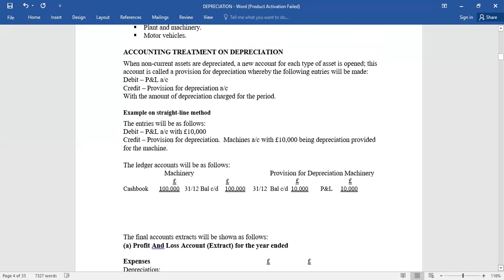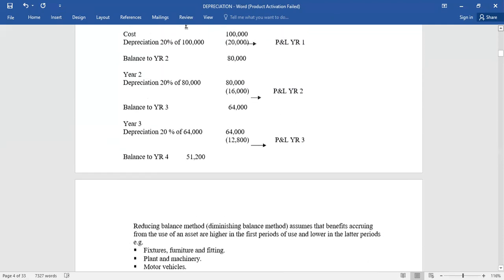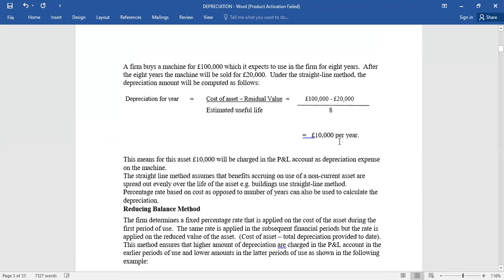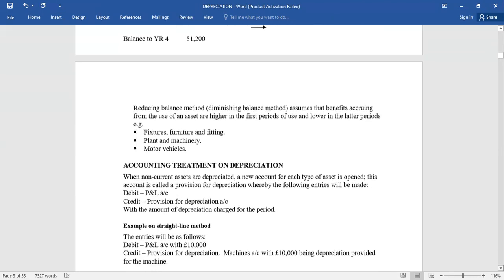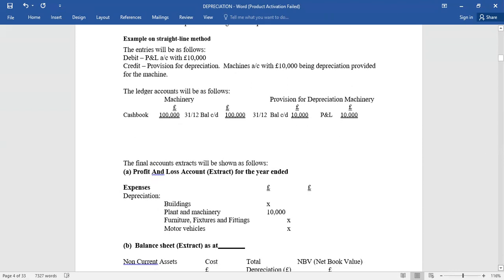And the entries will be, for example, in our latter case, where we've depreciated the machine using the straight line method, let's go back. Our depreciation for a year was 10,000. So we would expect that when we go to the entries, we are going to debit our profit and loss with 10,000, and then we are going to credit the provision for depreciation of the machinery at 10,000. Are we there? We'll have a better example and see how it pans out.